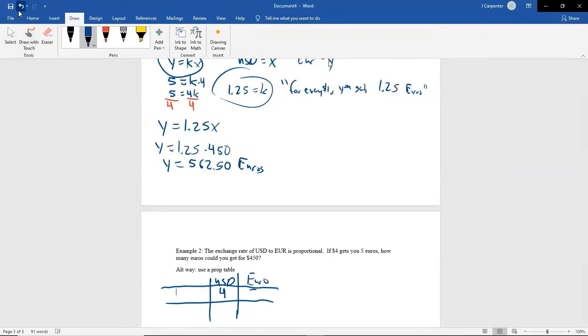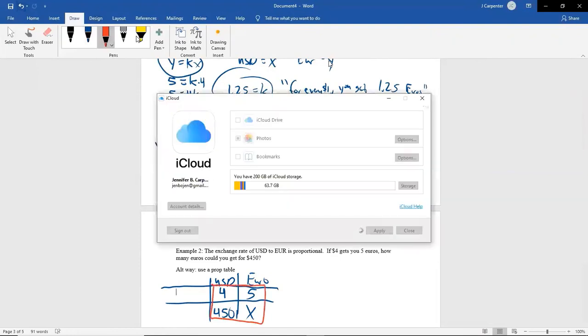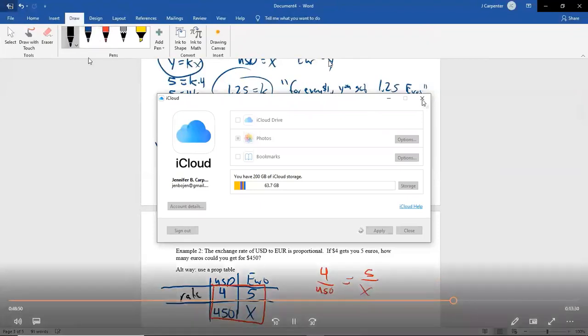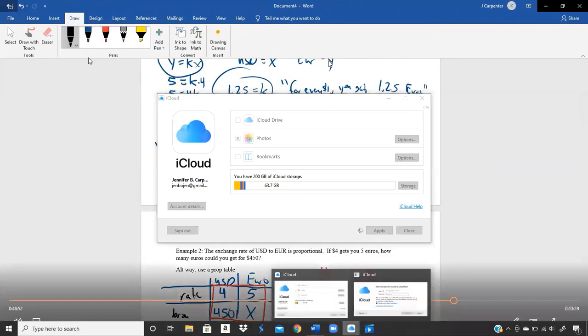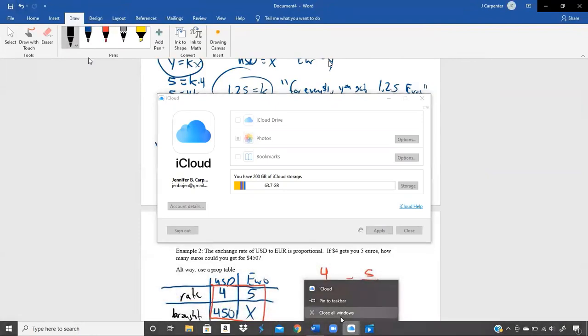So $4 got us 5 euros, and they say, well, how many euros can we get with 450? So the 450 is another scenario, so another row, and the euros is the x. Then all we do is we imagine ourselves drawing a box with 4 corners where 3 have numbers. There's not really any thinking to do here. That's it. 4 over 450 equals 5 over x. And again, you could have had words here. This was the currency exchange rate, and this is what we brought. You could write pocket, brought. I don't care what you write for the label.